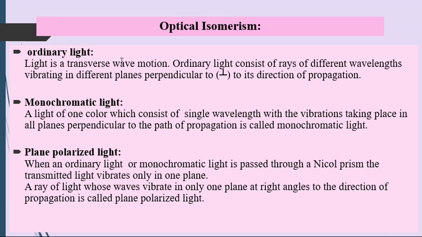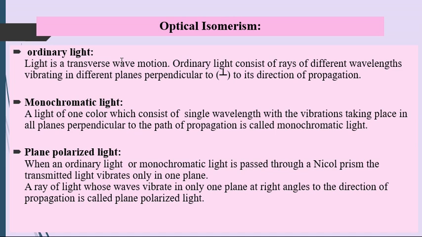Next is the monochromatic light. Mono means single, chroma means color. A light of one color, which consists of a single wavelength with the vibration taking place in all planes perpendicular to the path of propagation, is called the monochromatic light.